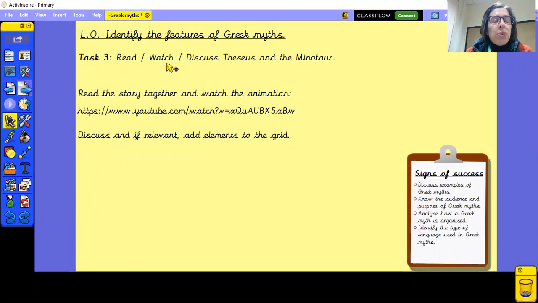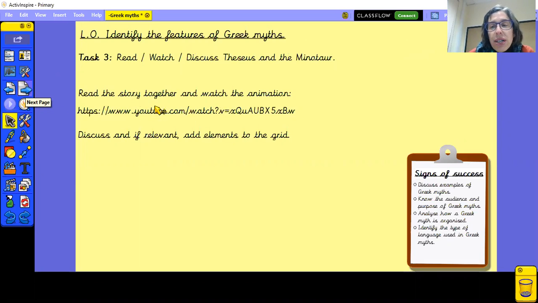Now we're going to move on to task 3, and it's called Read, Watch, and Discuss Theseus and the Minotaur. So Theseus and the Minotaur might be a myth you're familiar with or not at all. So I'm going to trust you and I'm going to ask you to be responsible for your learning this morning. First of all, I want you to play the video, and if you play the video, you will see in the next slide the story of Theseus and the Minotaur.